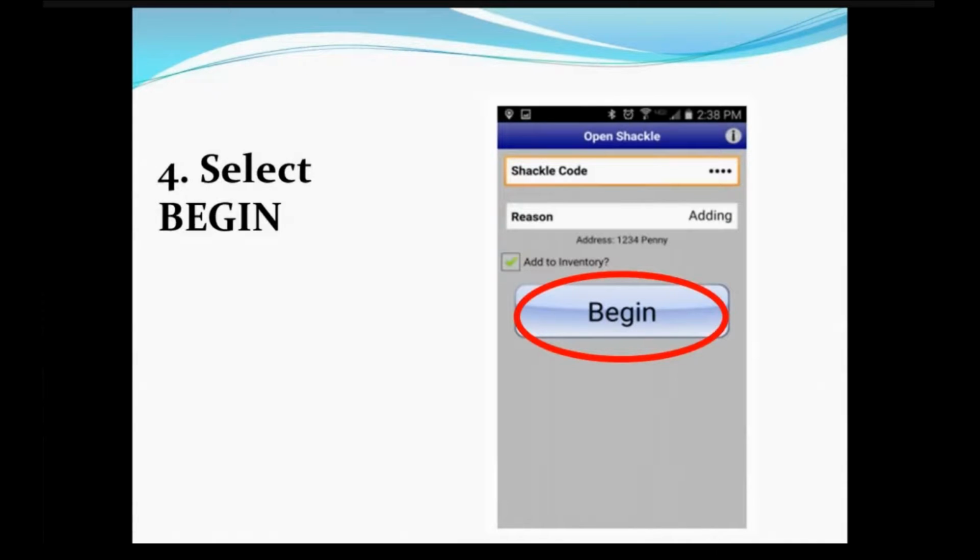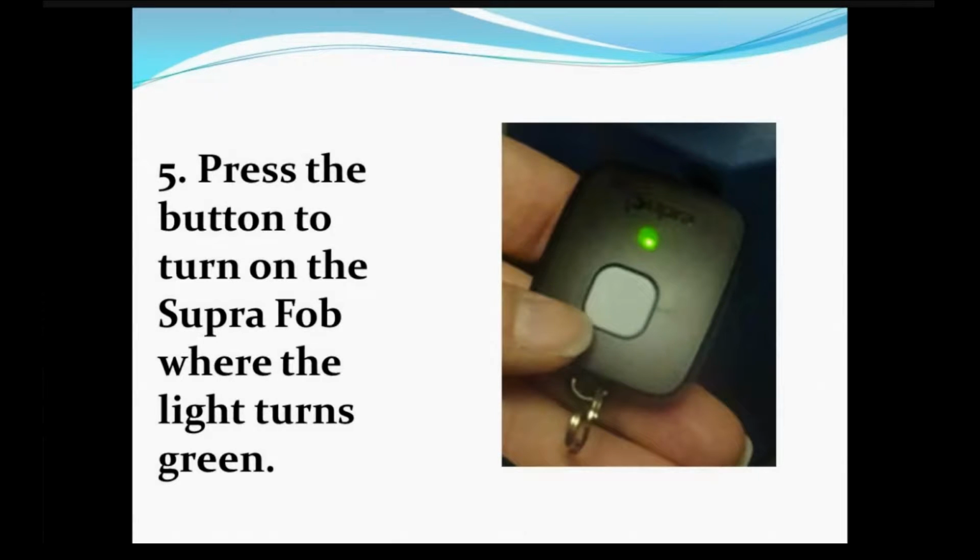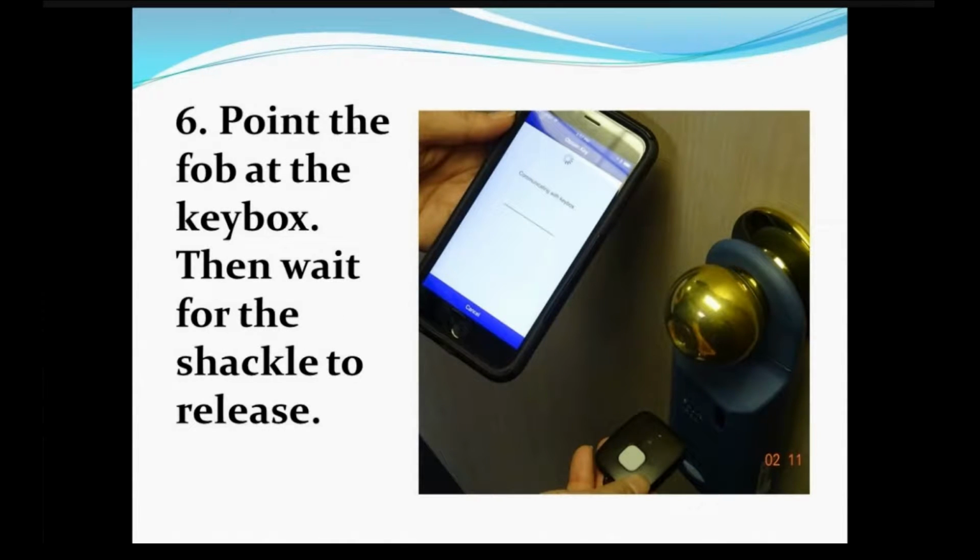Okay. Then you're going to select Begin, which will pop up on your phone once you have entered the shackle code and reason. Now you're going to again press the button on that fob until that light turns green, and you're going to face it directly at the box. Okay? At this point in time, it's going to communicate with the box. Once it's done, it's going to automatically pop open that shackle.